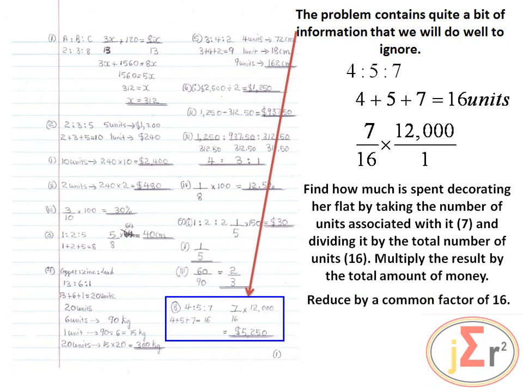Well, what do we get when we reduce by a common factor of 16? 16 into 12,000 is 750. Nice to say that 16 into itself is 1. And then we go straight ahead and multiply that 7 by 750, and we get 5,250.